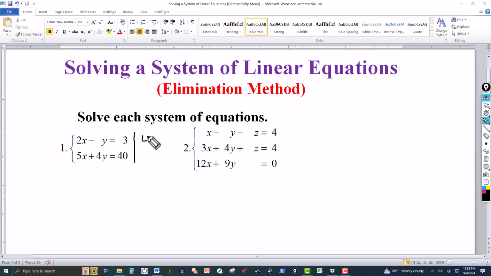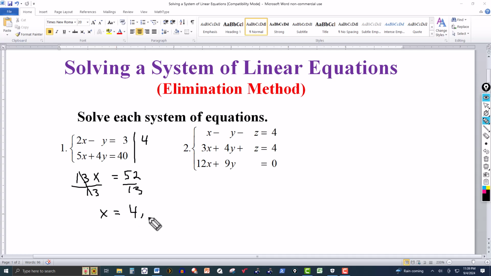I'm going to multiply the first equation by 4. So it's going to be 4 times the 2x is 8x. 4 times the minus y will be minus 4y. And 4 times 3 will give me 12. And then we're going to add them. Let's do it this way. 4 times 2 is 8 and 5, so it's 8x and 5x is 13x. And then minus 4y and 4y cancel out. 3 times 4 is 12. 12 and 40 is 52. Now we just solve for x by dividing by 13. This cancels out. I get x is equal to 52 divided by 13, which is 4. So I know that x is 4.